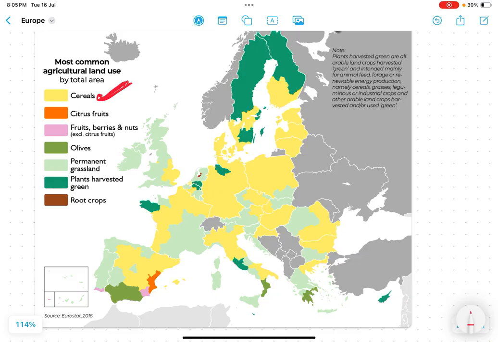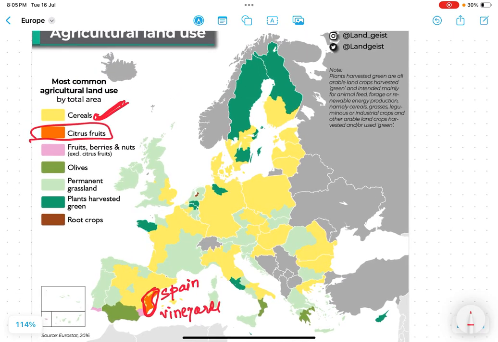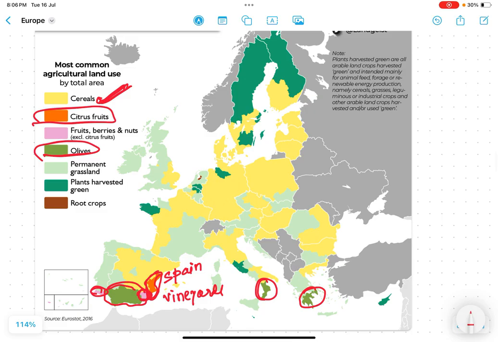Cereal growing. Citrus fruits are grown only in this region. As you can see, this is Spain, famous for vineyards. Spanish vineyards, right? Then this region is also fruits and berries. This is the olive growing region. As you can see, this is the Spanish olive growing region, Italian olive growing region, and Greek olive growing region. So this region is olive growing.